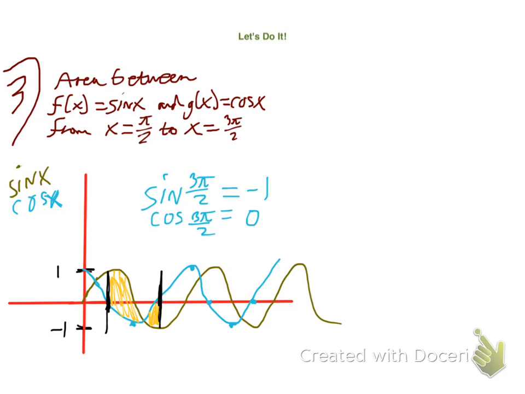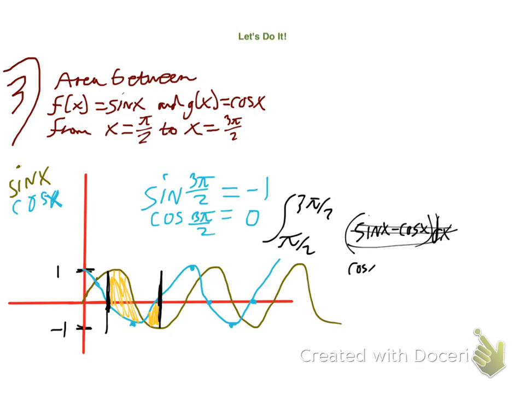A lot of students will make the mistake of using one definite integral to find this area, the definite integral from pi over 2 to 3 pi over 2 of sine x minus cosine of x dx, or maybe they'll say cosine x minus sine of x. I don't know. My point is that they're wrong when they say this. Why are they wrong? Because you actually need two different integrals in order to evaluate this area.